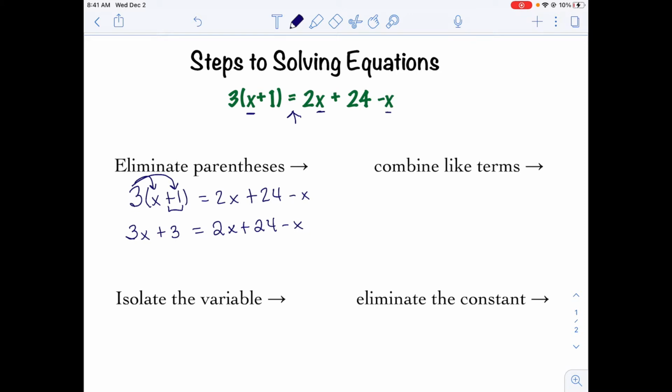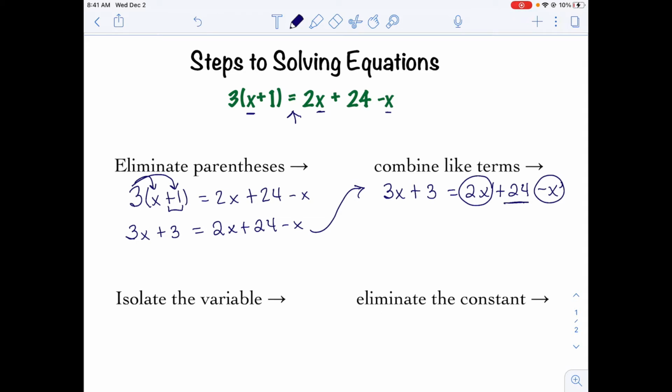Now, before we start moving things left and right, we need to combine all the like terms on each side. So as we move into combining like terms, we're going to look at the left side, and we can see 3x plus 3. Well, those are two terms, but they're not alike, so we can't combine them together. So there's nothing that can be done there. On the other side, we have the constant, and we have an x, and we have a negative x. We have 2x and a negative x, so we can combine those.